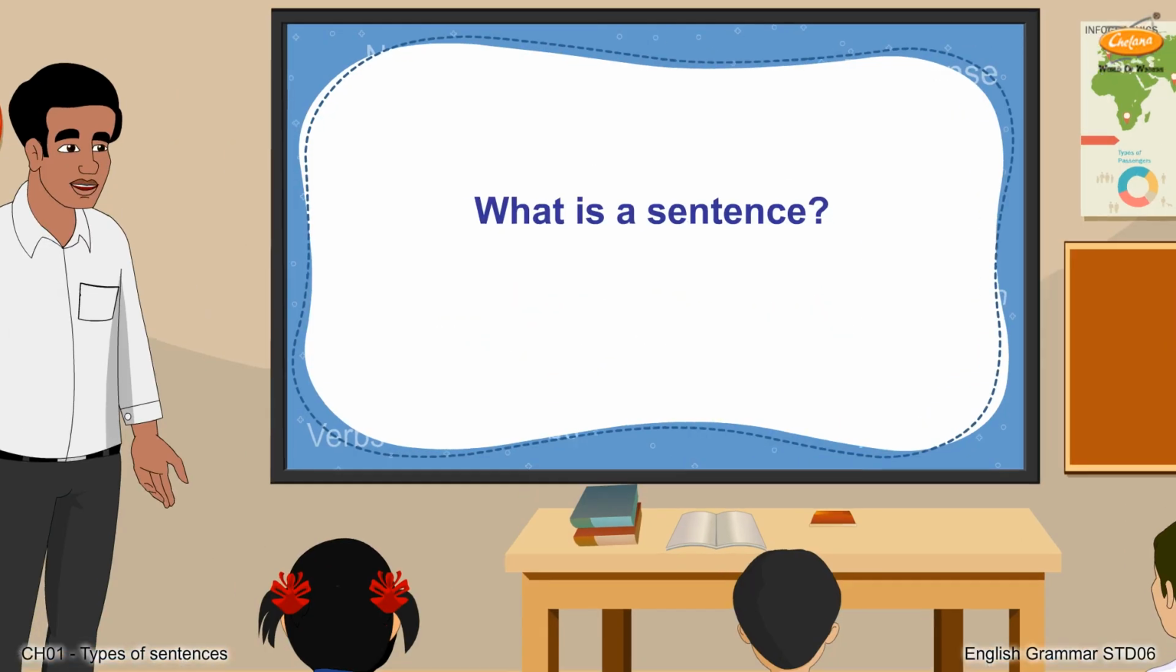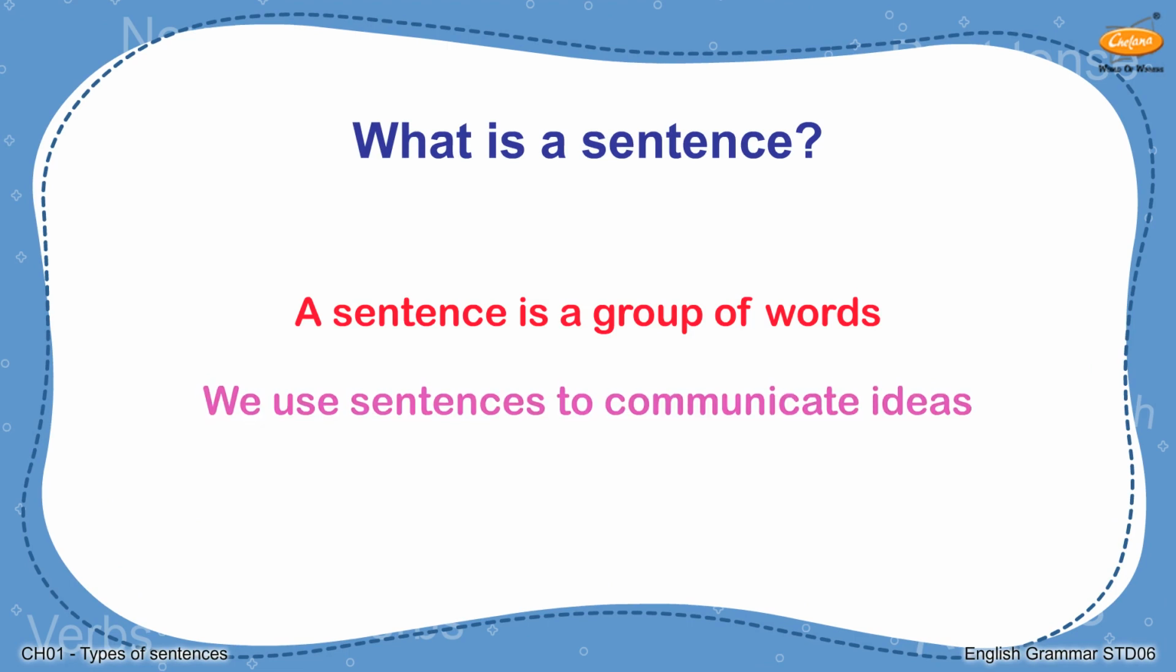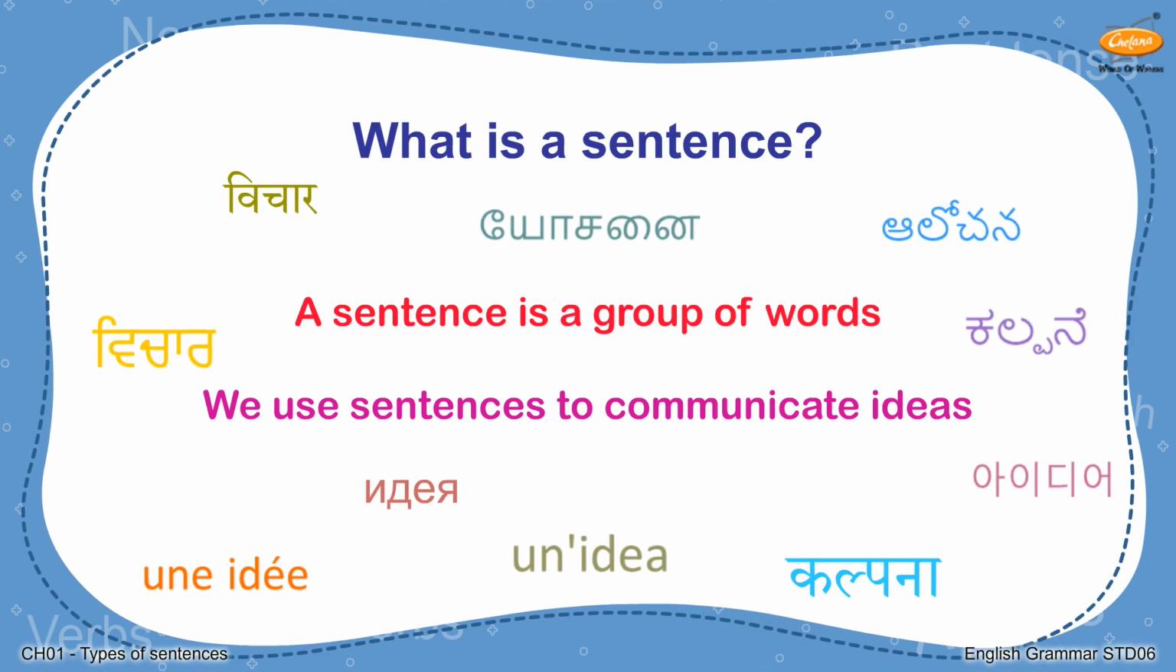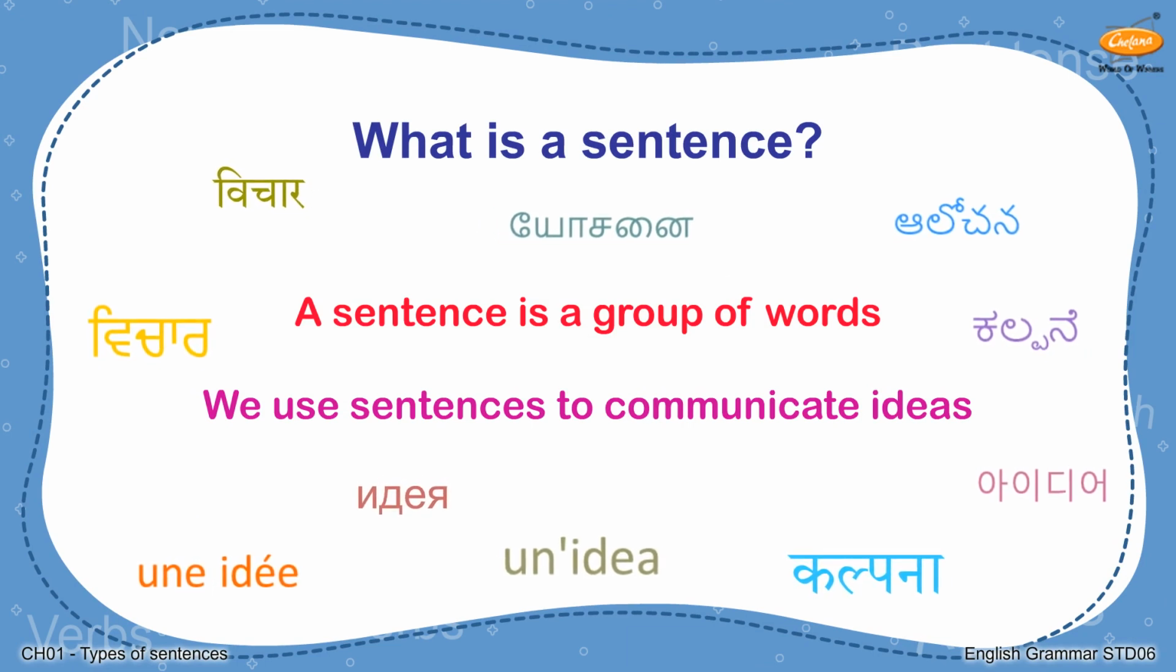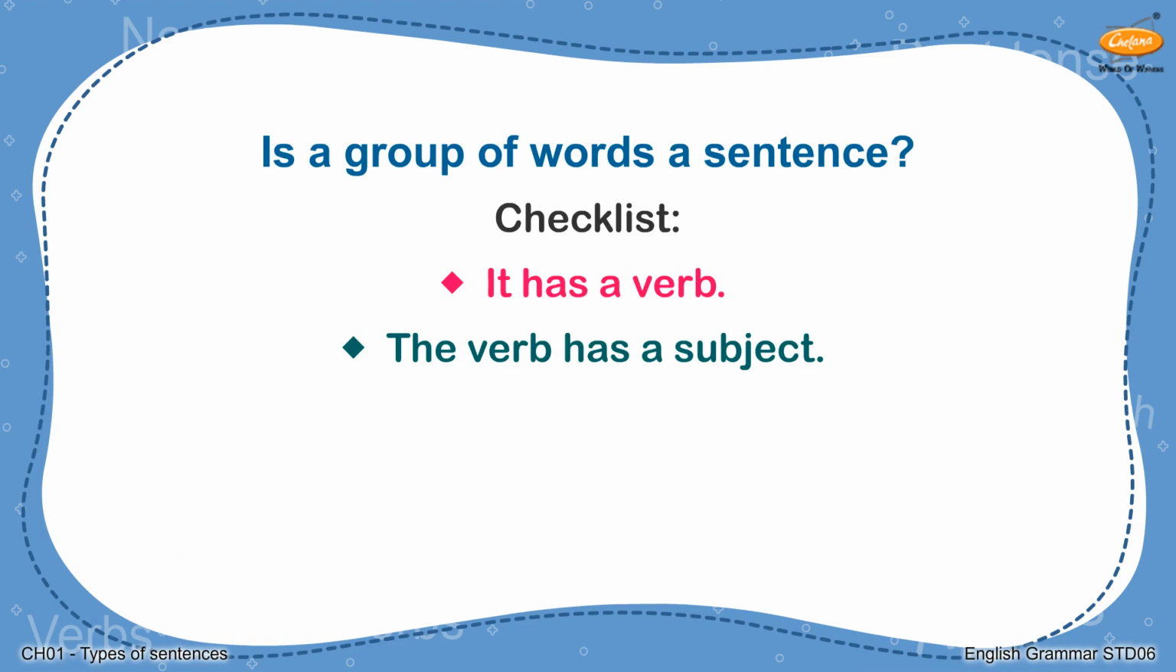What is a sentence? A sentence is a group of words that expresses a complete thought. We use sentences to communicate ideas. How can we identify if a group of words is a sentence? First, we must see if there is a verb and if that verb has a subject.